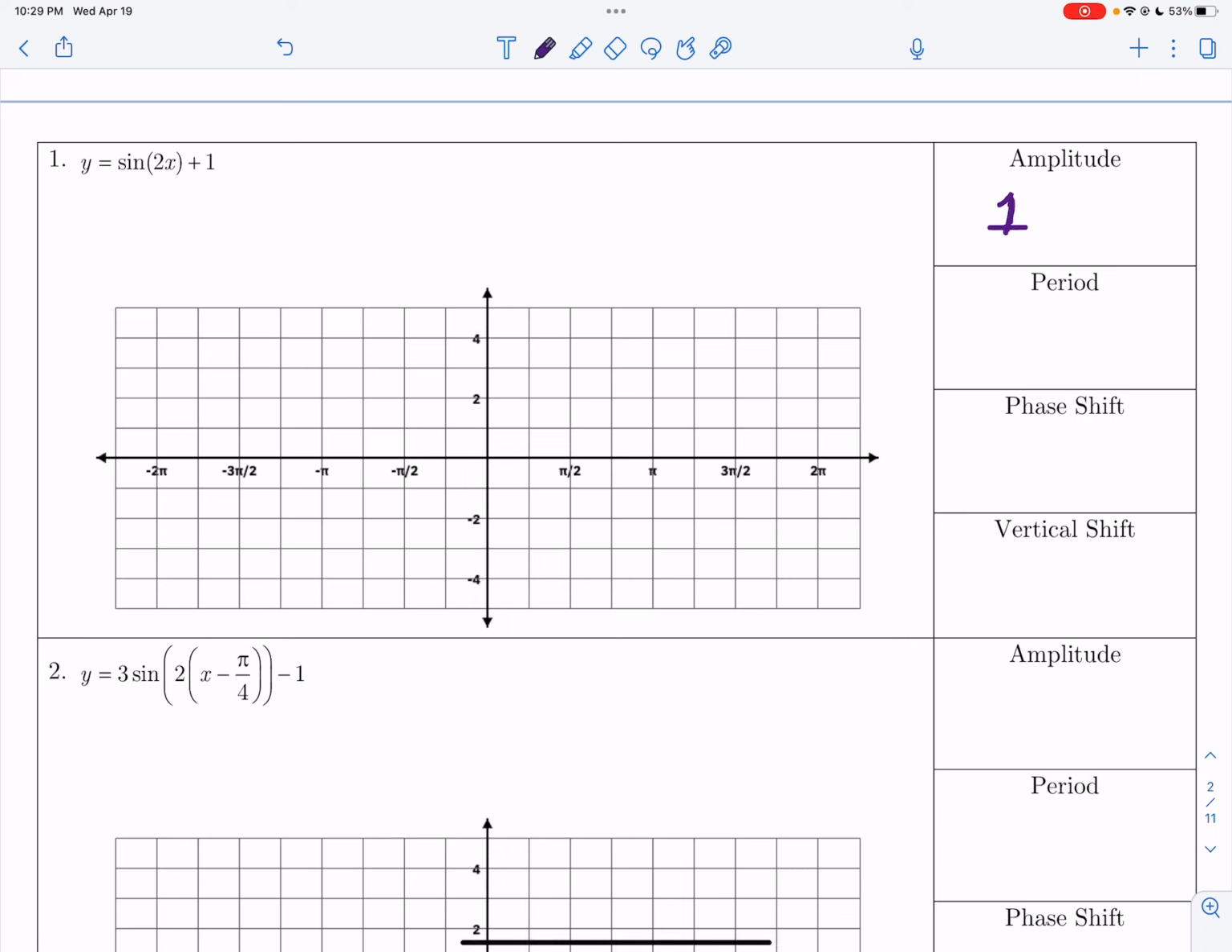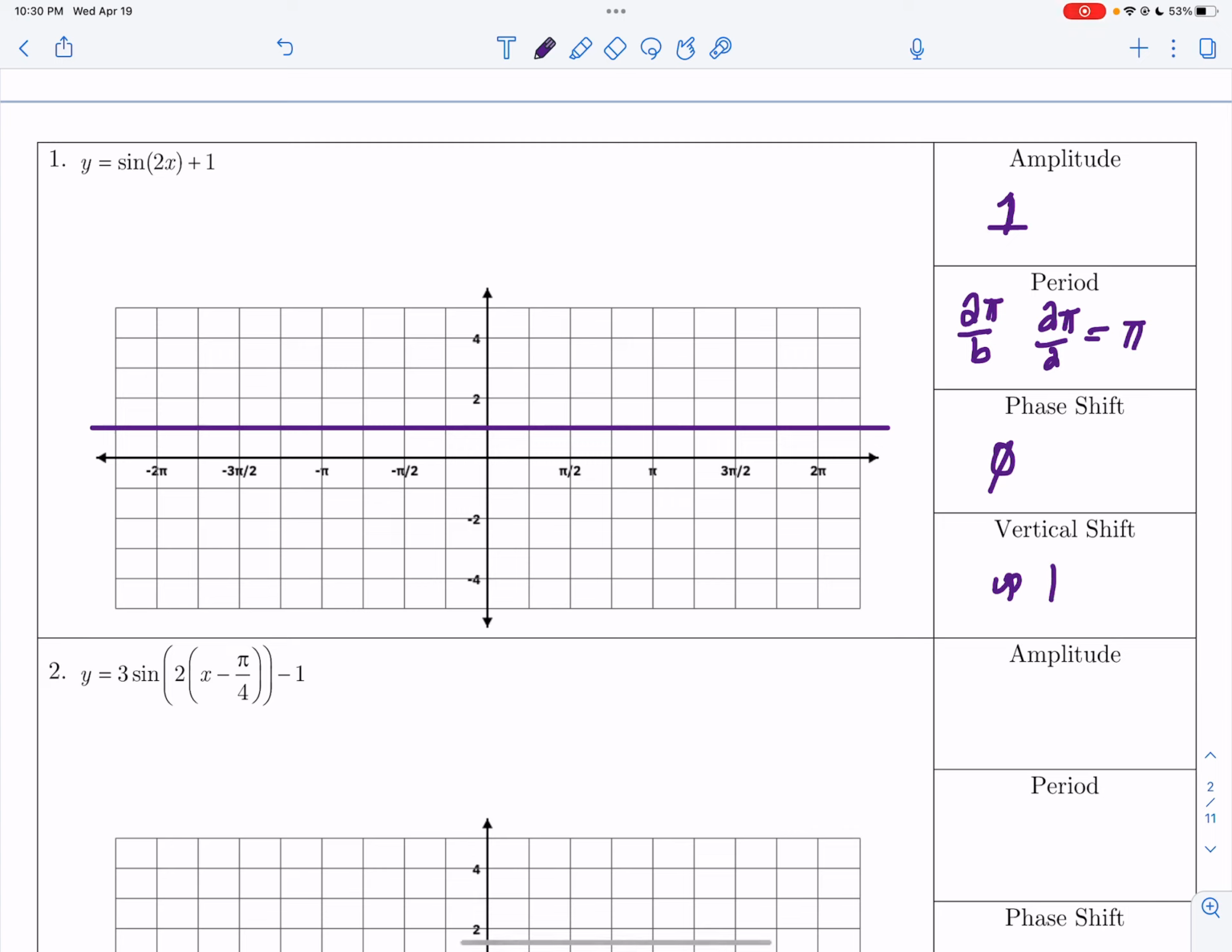My period is 2 pi over b, which represents my horizontal length before it starts repeating itself again. So this is saying 2 pi over 2, or pi. How am I getting 2? Well, my b value right here is 2. So I have a period of pi. I don't have a phase shift, so lucky for us in this problem. And then I have a vertical shift of up 1, which means that I have a midline at 1.